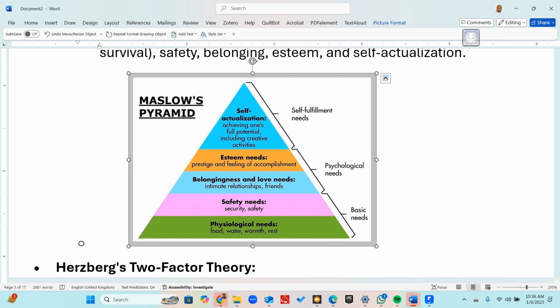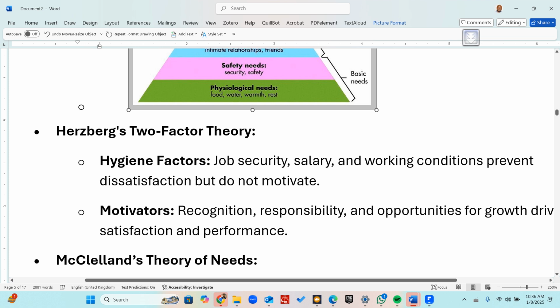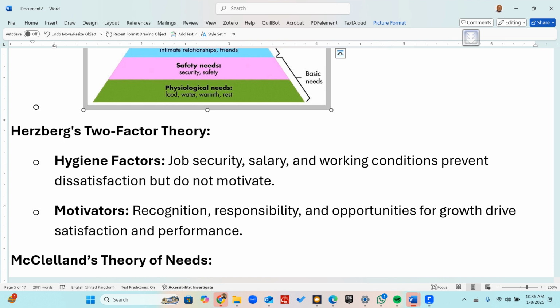Then when you move to the next theory, like Herzberg's two-factor theory, here it is just talking about the two factors, hygiene and motivation. Job security, salary, and working condition prevent dissatisfaction, but they are not enough to motivate the worker. The key motivators are recognition, responsibility, opportunities for growth, drive, satisfaction, and performance.